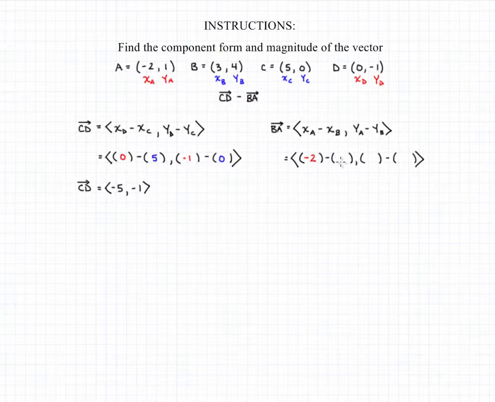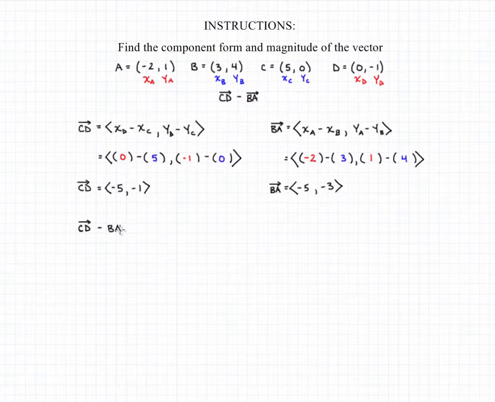So this is going to end up giving us negative 2 minus 3 and 1 minus 4. And if we clean that up, we'll have the individual component form for the vector BA, which is negative 5, comma, negative 3. From here, we want to subtract these two vectors.